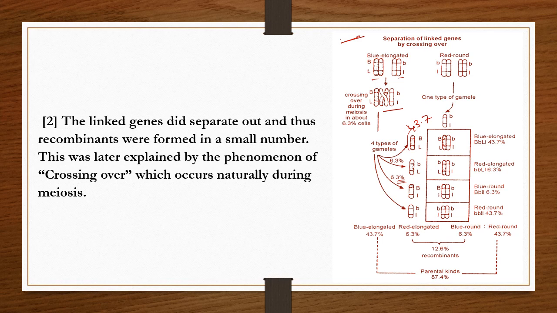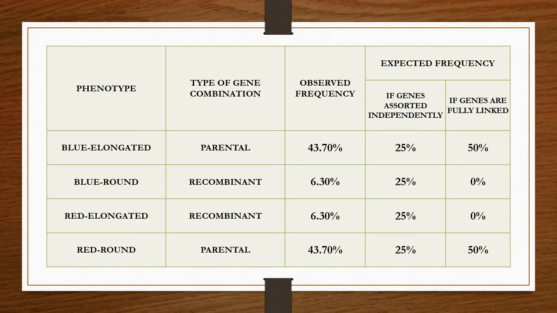Based on that, we get different proportions of individuals: blue flowers with elongated pollen grains 43.7%, red with elongated pollen grains 6.3%, blue with round pollen grains 6.3%, and red with round pollen grains 43.7%. When all these are compared, the recombinants occur at only 12.6%, and the parental kinds are less than 100%.